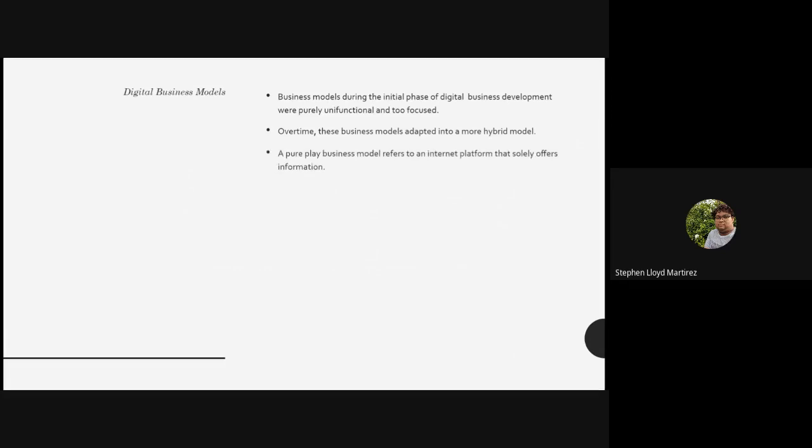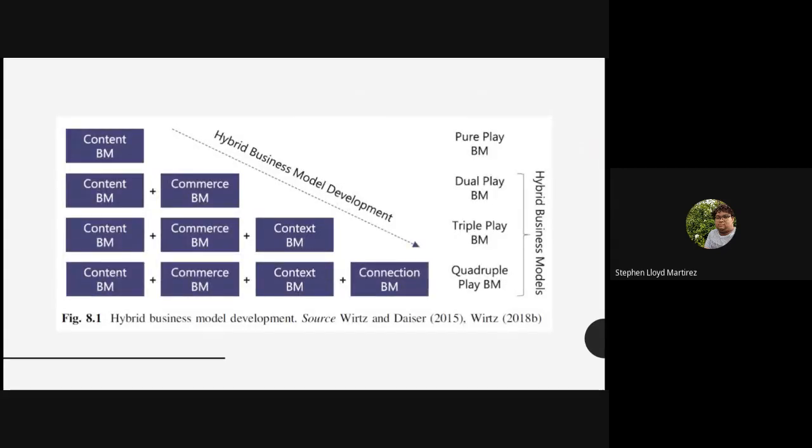A pure play business model refers to an internet platform that solely offers information. Deploying multiple business models can be referred to as multi-play business models. Here is an example of hybrid business model development. Pure play business models start with content. Dual play business models are content and commerce. Triple play business models are content, commerce, and context. And quadruple play business models have content, commerce, context, and connection.